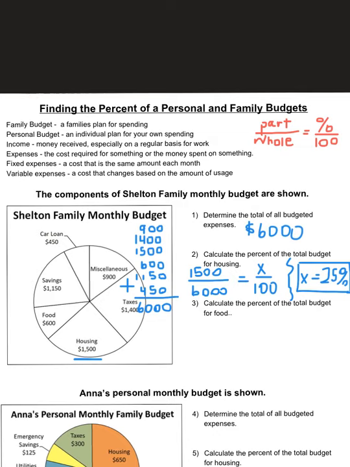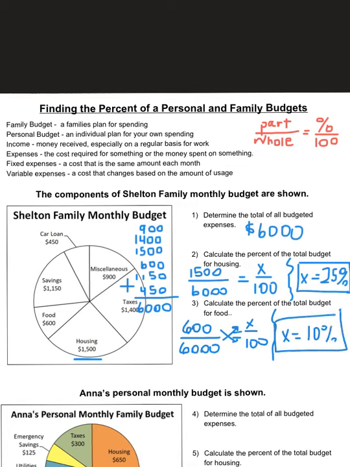Number 3, now we're going to calculate the percent of the total budget for food. So food over here is $600. So when I set up my proportion, it would say 600, because that's the part for food, out of the total or the whole amount of 6,000, and X equals 100. So I would do my cross multiplying, and when I do that, X will equal 10%. Of course, make sure you're using a calculator.